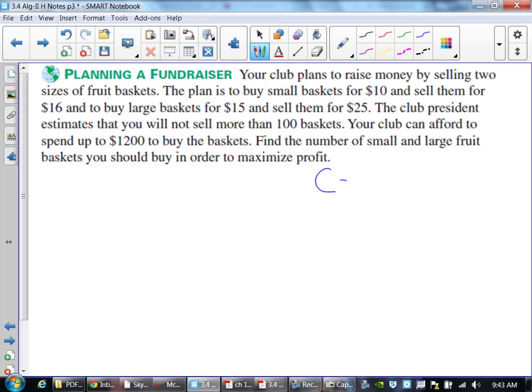What I'm going to do here, as I'm going through this part right here, is look at your objective. They ask what you should do in order to maximize profit. That is your goal, to find the most money you can get. So once I've decided that, I need to figure out that I've got 2 different types of baskets, small and large. So I'm going to come up with 2 variables, S and L, small and large.